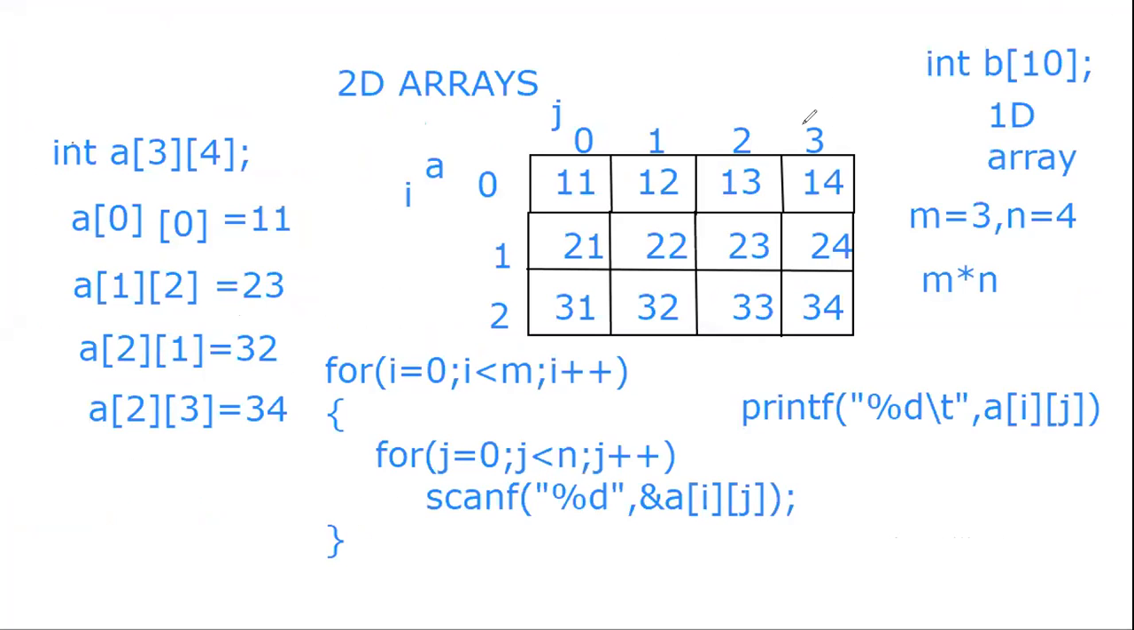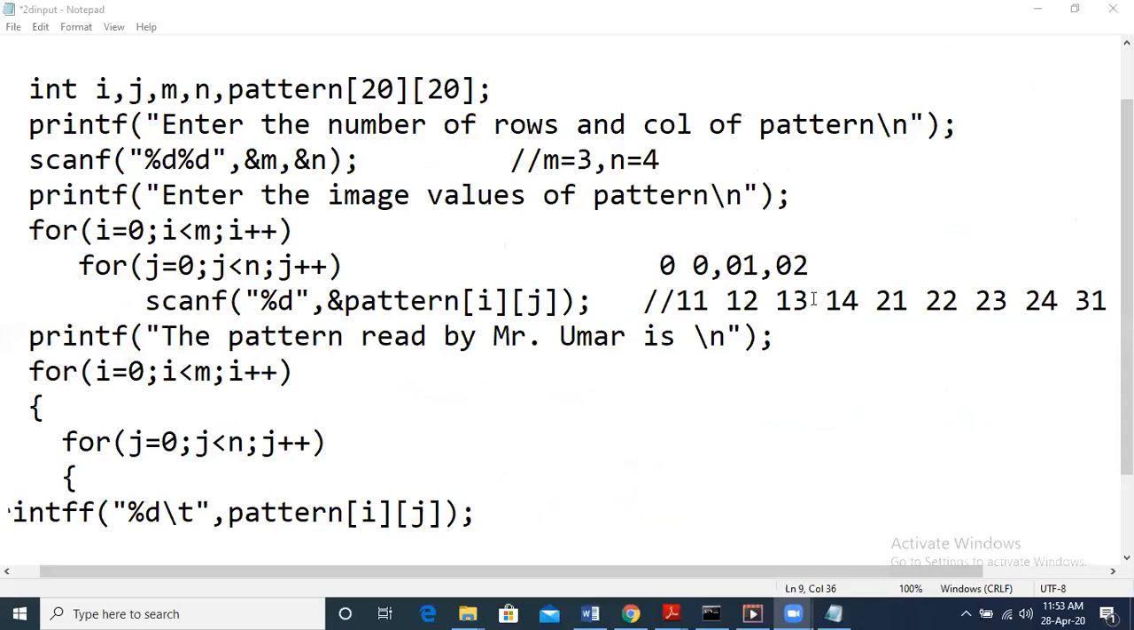Next j becomes 3. The next number gets stored into the next place after 13. i is still 0, j becomes 3. So that becomes 14, right? So here we have the example. So 0, 3 will be 14. When j becomes 4, 4 less than 4, n is 4, so the condition is false.